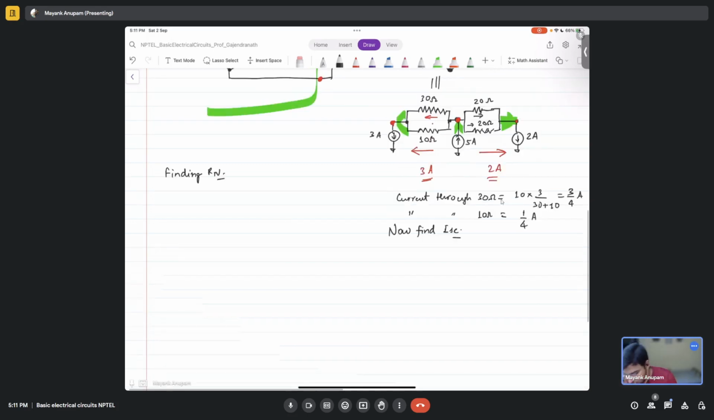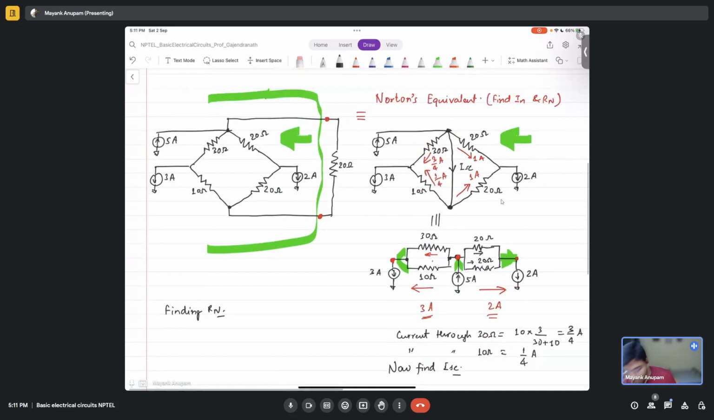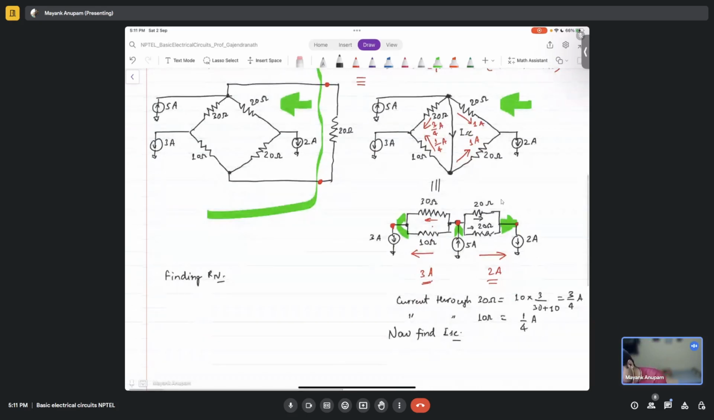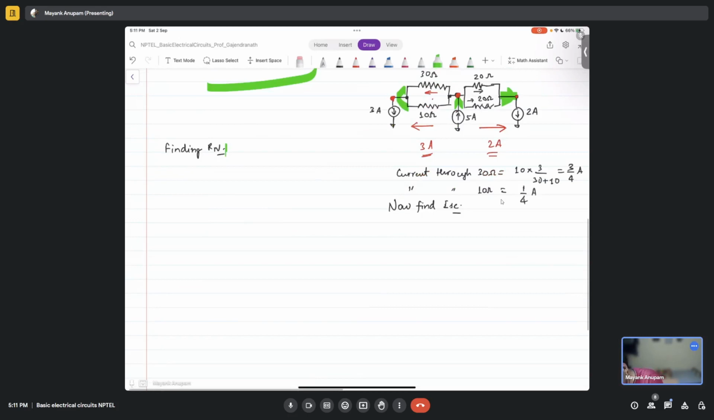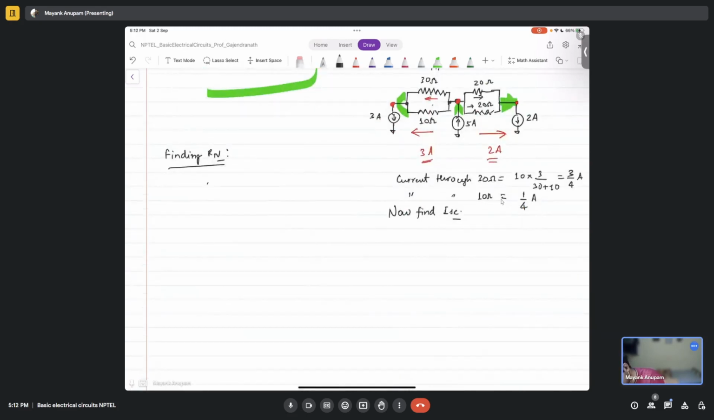So how will you find Rn? Simply nullify all the current sources and find out the equivalent resistance, looking through this, correct? So that will be how much? For that the equivalent network would be what? All this. So this is your 30 ohms, and this is 10 ohms.